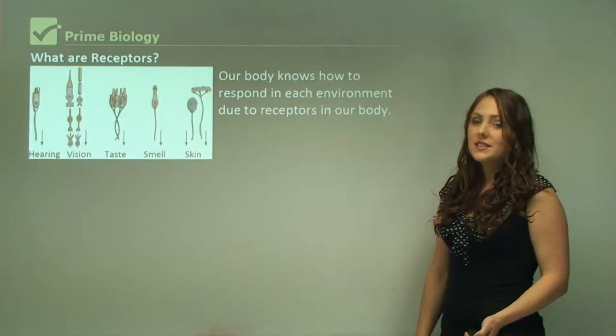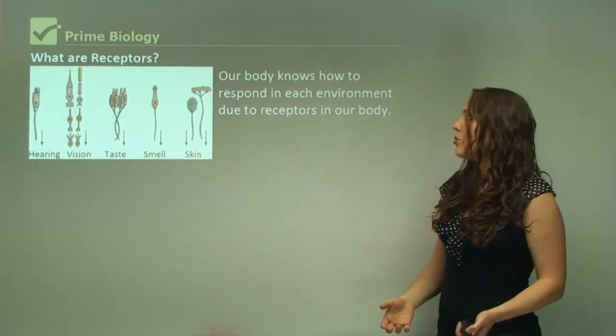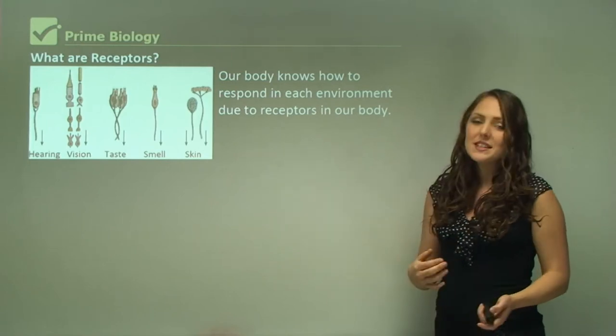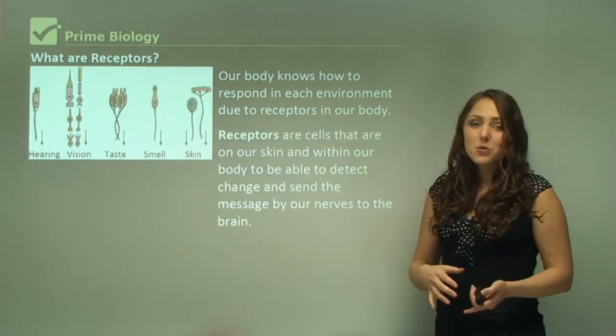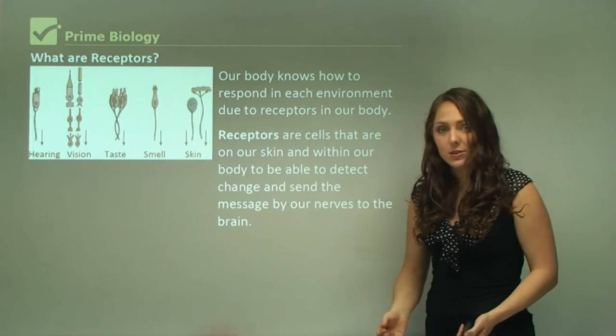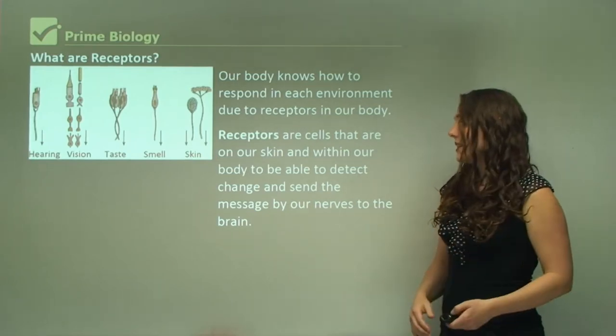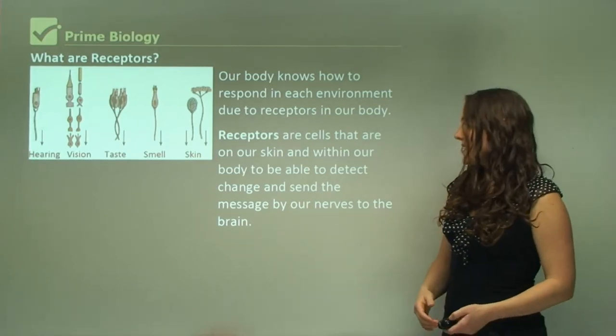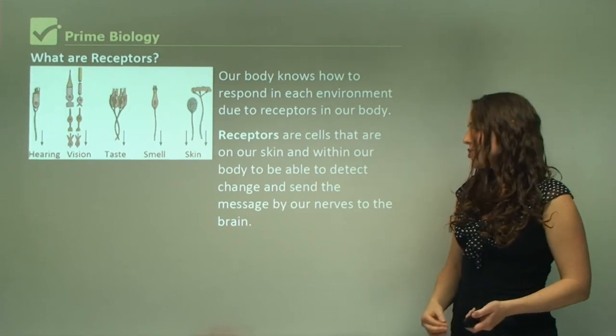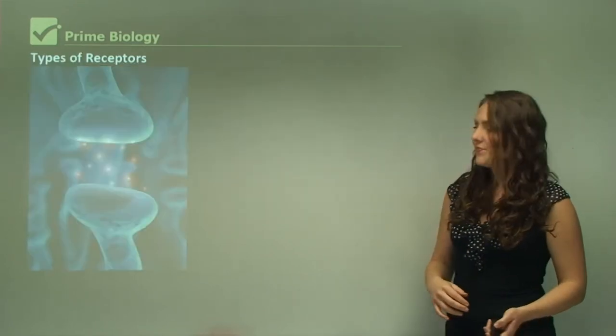What are receptors? Now, our body knows how to respond to each environment due to receptors in our body. Receptors are cells, and they tend to be sensory cells that are on our skin and within our body to be able to detect change and send the message by our nerves to the brain.